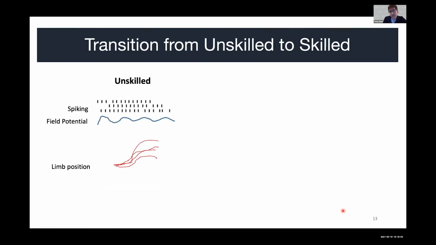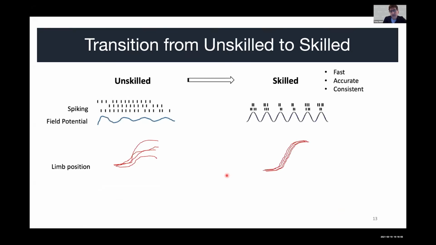So this is just a cartoon view of this. As the rats are transitioning from the unskilled to the skilled level, we see that the spiking activity becomes very, very organized, which is indicated by these black rasters. The field potential also becomes very oscillatory in this low frequency range. And the movements become very fast, consistent, and stereotypic.